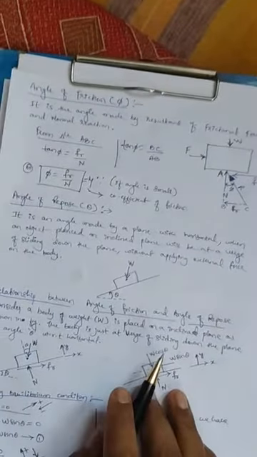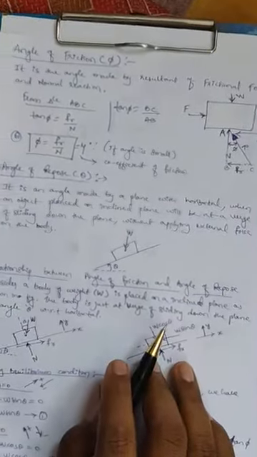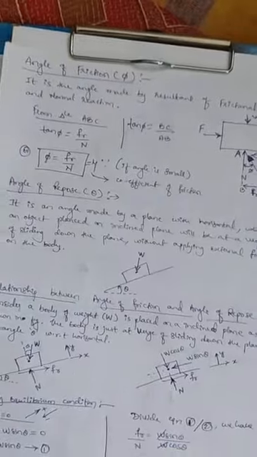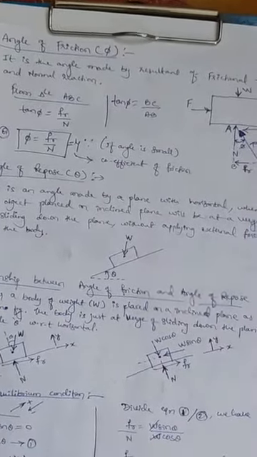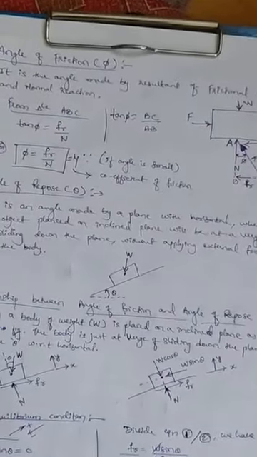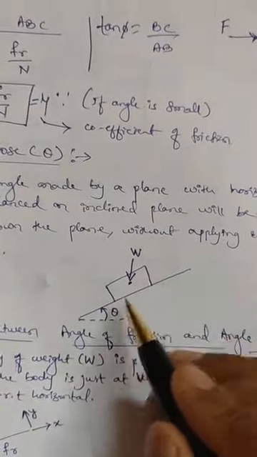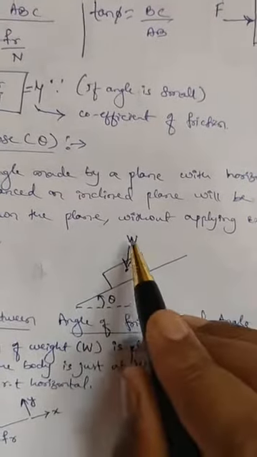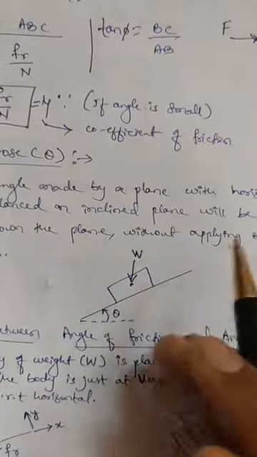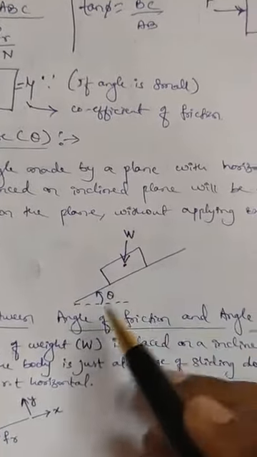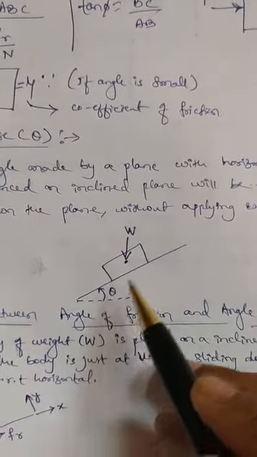Okay. Next terminology is angle of repose, which we denote by theta in friction. Let us try to understand what is angle of repose, then we'll talk about the definition. Look here, a body is placed on an inclined plane. When we talk about a body, it will have some weight, so that is W. The plane is inclined, making an angle theta. What happens?